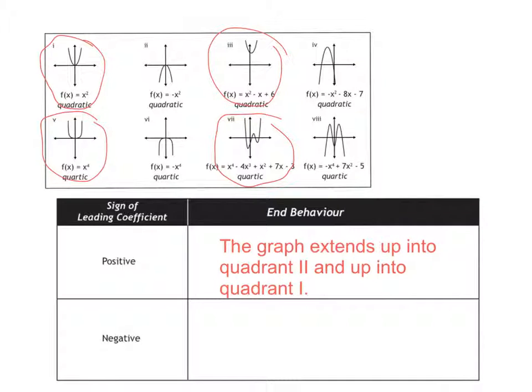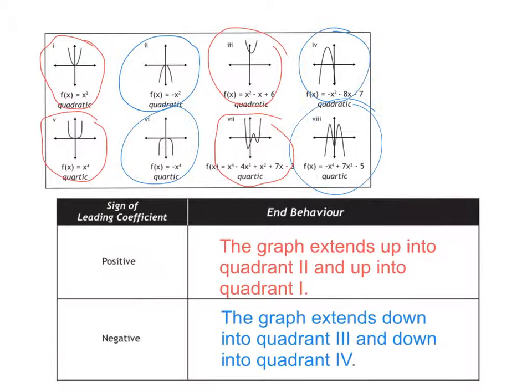And so then if we look at the other ones with the negative leading coefficient, it's the opposite, right? They extend down into quadrant 3 and quadrant 4, not 1 and 2 that I originally said. But all those ones that are circled in blue have a negative lead coefficient, and they extend down into quadrant 3 and down into quadrant 4. And that's going to happen, again, for any even degree polynomial with a negative lead coefficient. You'll find they all do the same thing.